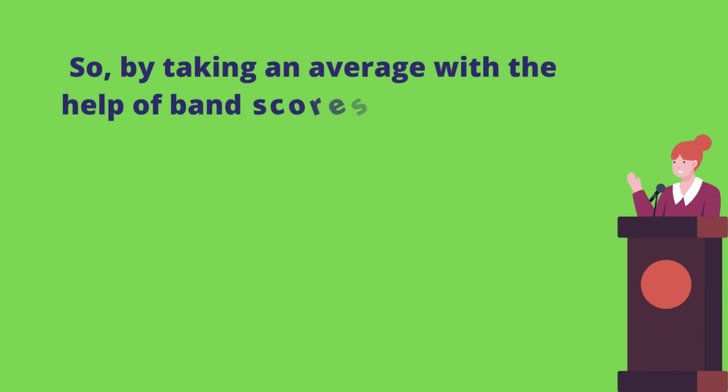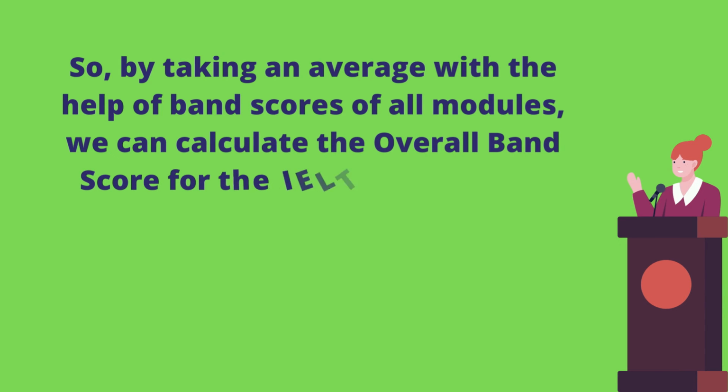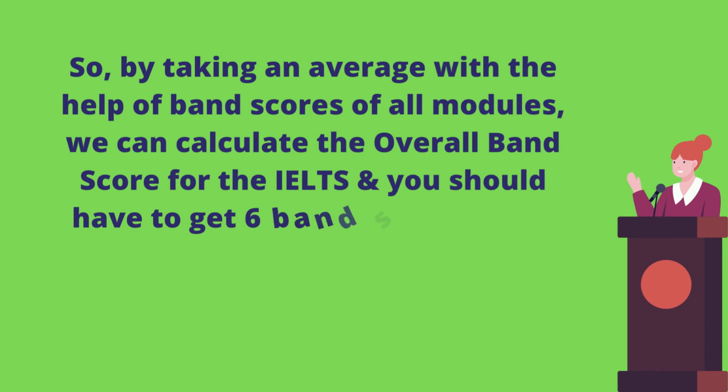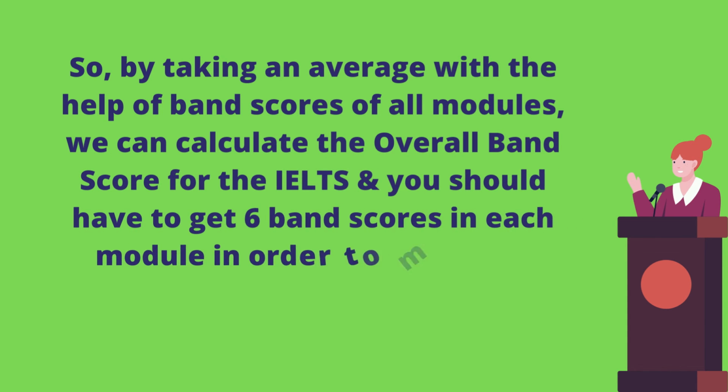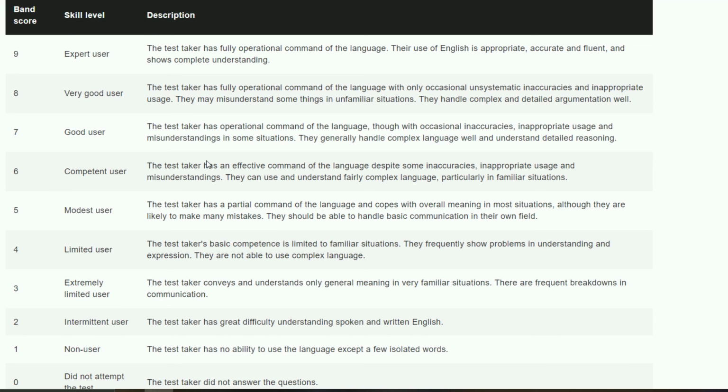So, by taking an average with the help of band scores of all modules, we can calculate the overall band score for the IELTS, and you should get 6 band scores in each module in order to make your profile stronger for going abroad. Your overall band score will be calculated according to the overall band descriptors for the IELTS test.